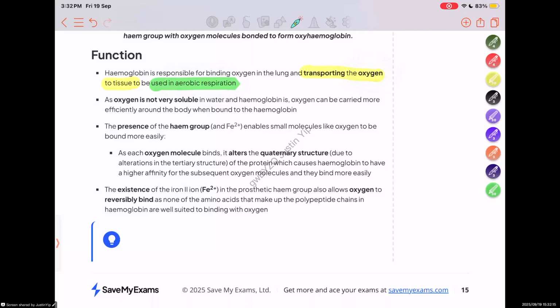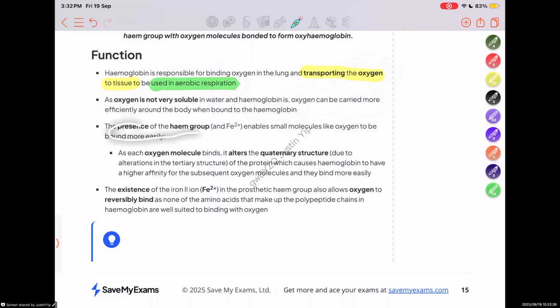Oxygen is not very soluble in water, so your oxygen can be carried more efficiently around the body by your hemoglobin. You can imagine that oxygen cannot swim inside the water. So instead of swimming, they go to another destination by boat. You can understand it this way.